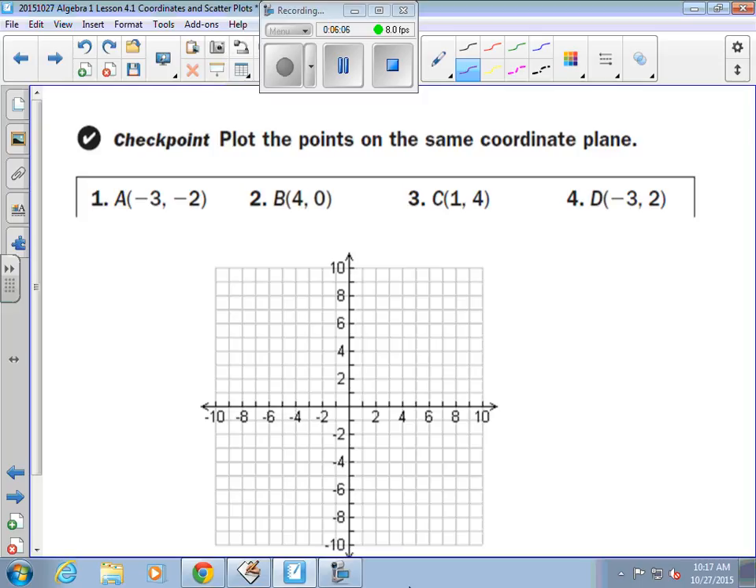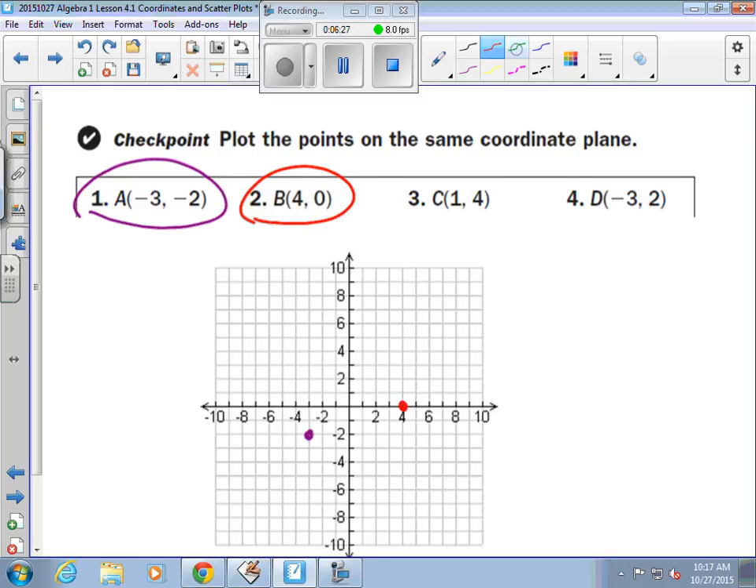Okay, so let's take a look at it. The first one, -3, -2. X is first, Y is second. -3, -2 would be right there. The second one, 4, 0. X is first, Y is second. Go to the right 4 times and don't go up or down at all.